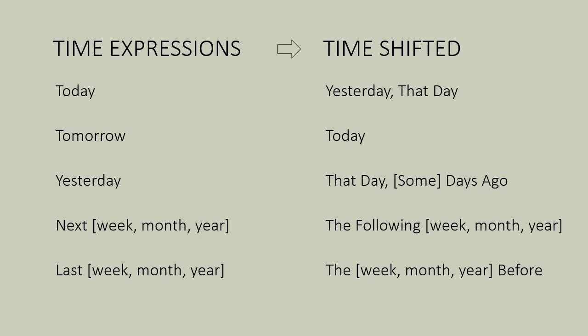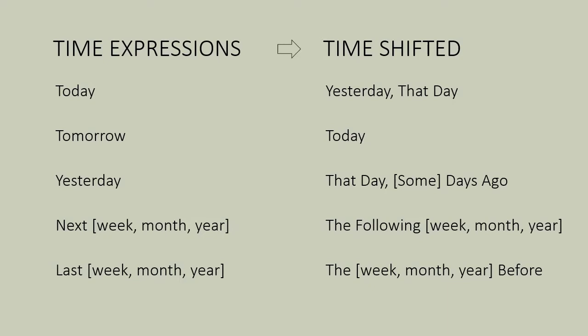Today often shifts in time, and these time shifts depend on how much time passes in between the reporting. So today could be yesterday, or that day, or several days ago. Tomorrow could be today, or yesterday, or sometime farther in the past. Yesterday could be some days ago, or that day.